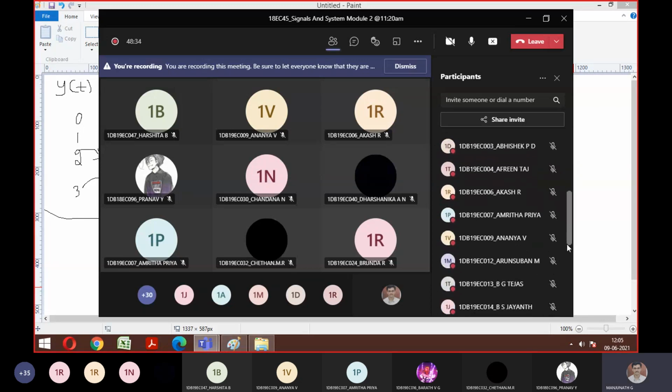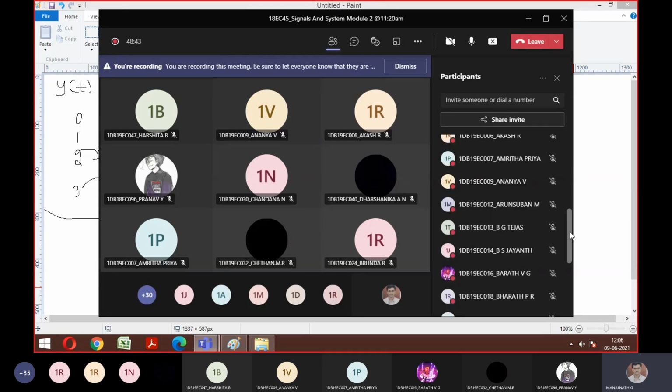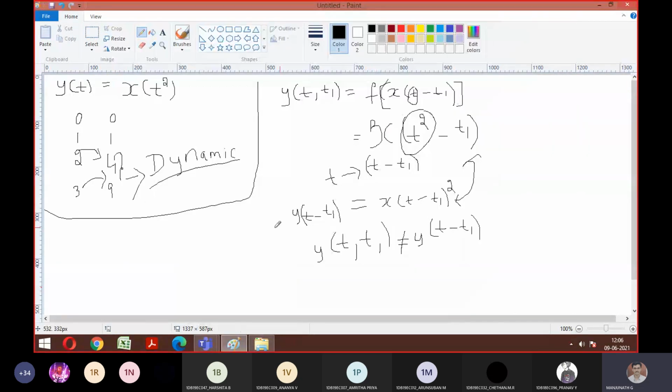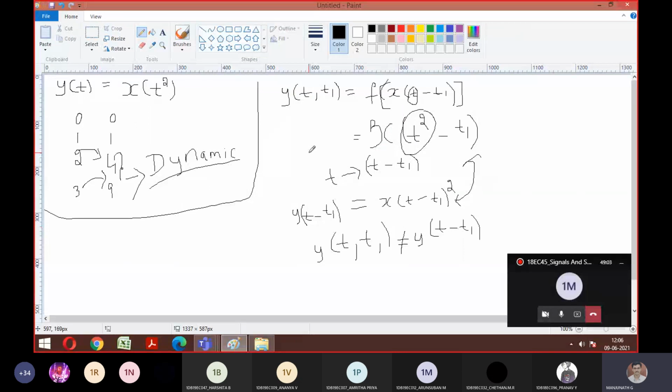Ananya, is it linear or non-linear? Sir, it's linear. Okay. Arun, what's the answer? Okay. Tejas? Linear, sir. Jayant? It's linear, sir. Okay, good. So your friends are telling it's linear. I hope everyone got the same answer.